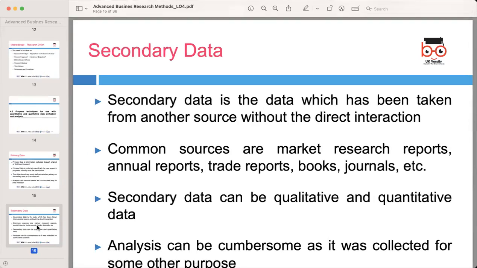Then he's talking about secondary data. Secondary data is the data which has been taken from another source without direct interaction. This type of data is already available and can be found in various sources such as market research reports, annual reports, trade reports, books, and journals. Secondary data is information that is collected from existing sources without direct interaction. It can be qualitative or quantitative and is commonly found in reports, books, and journals.